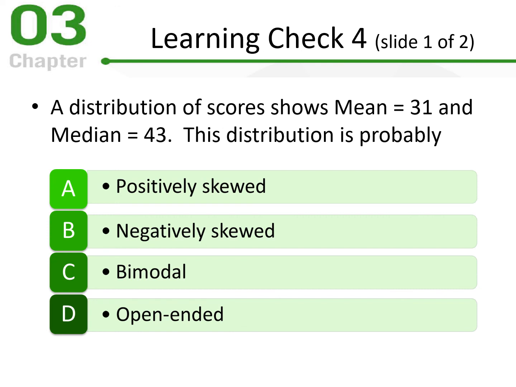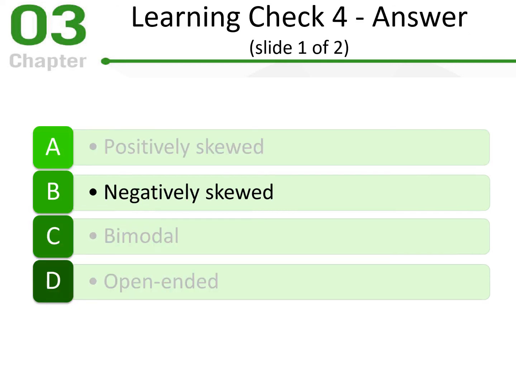So here you have a mean of 31 and a median of 43. Here the mean is less than the median, so what do we conclude? We conclude negative skew. So the mean is more towards the tail, the left-hand tail of the distribution. The mean is less than the median, so therefore it's a negatively skewed distribution. If the mean was greater than the median, the tail would be to the right and it would be positively skewed.